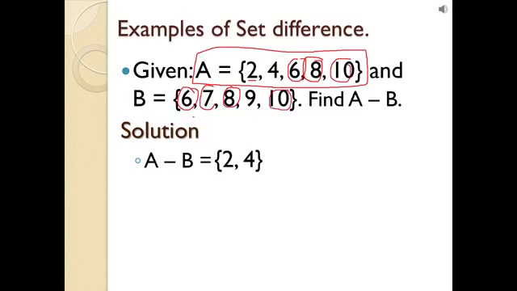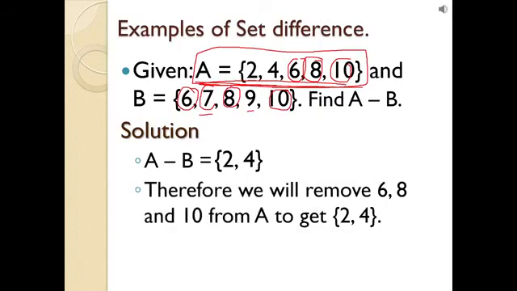Now, sir, how come you have not written 7 and 9? Now, are these two elements found in A? So our answer are simply the elements found in A. And we will thus subtract the elements there that are found in B. It's that simple. We will remove 6, 8, and 10 from A to get 2 and 4.